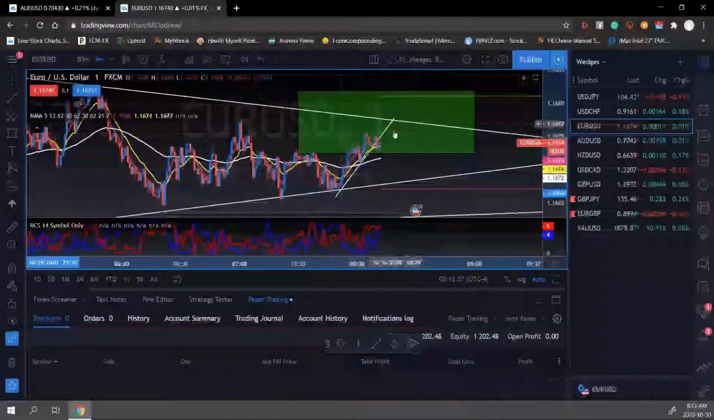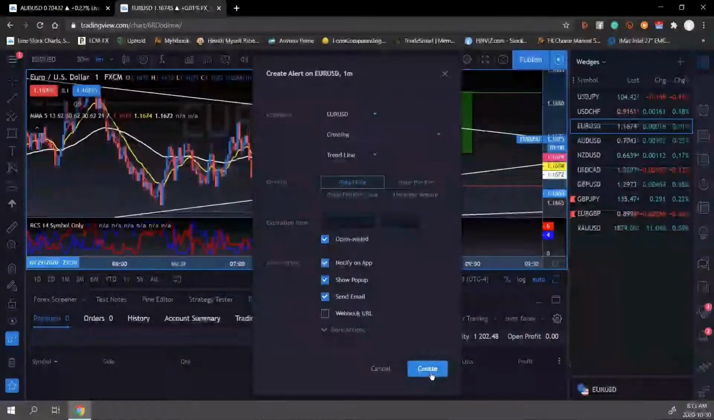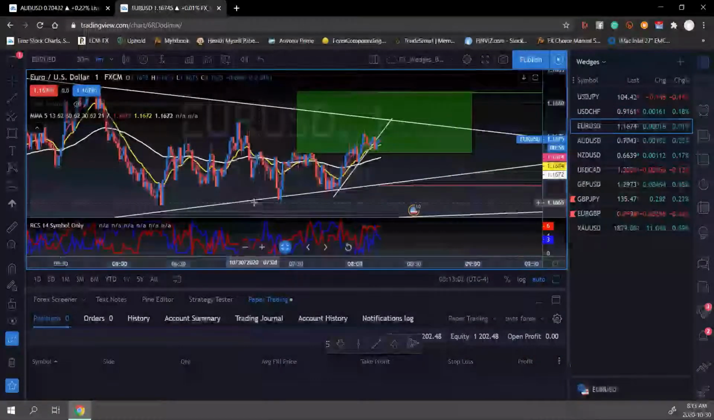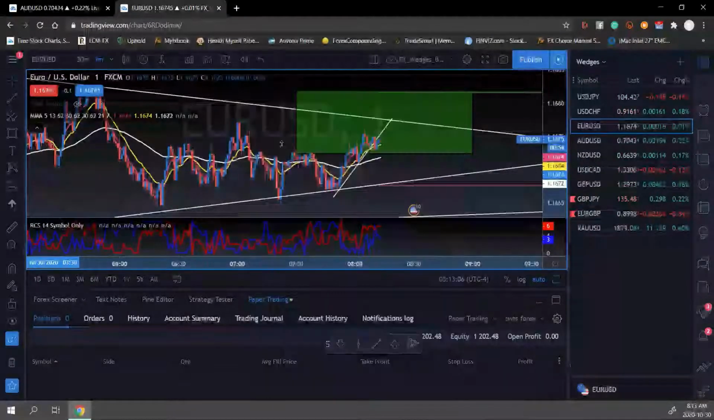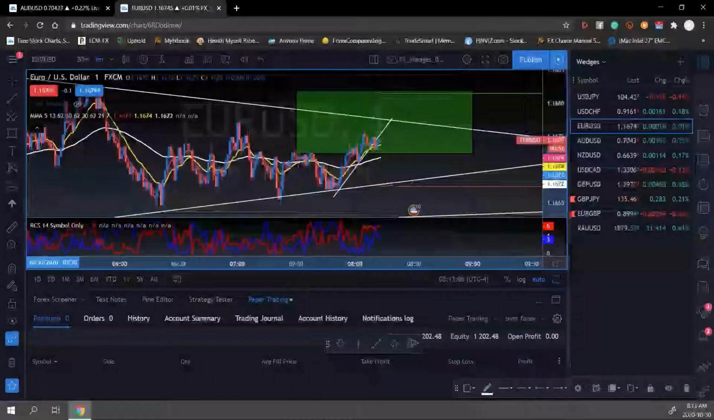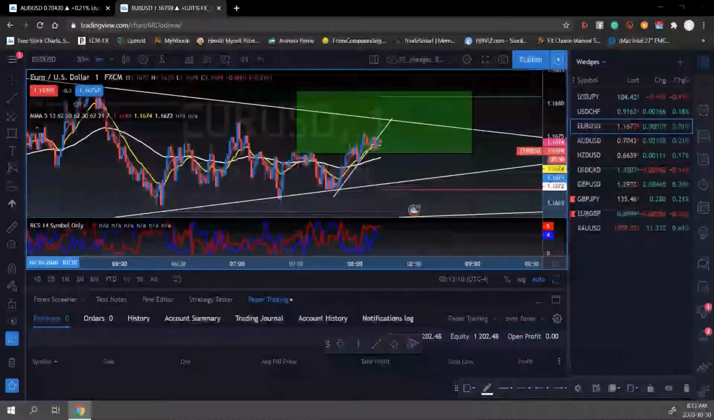So here's why we like to use TradingView. We can add alerts on our lines, so I don't have to sit here and watch it all the time. I can go and figure out what in the world's going on with Zoom.